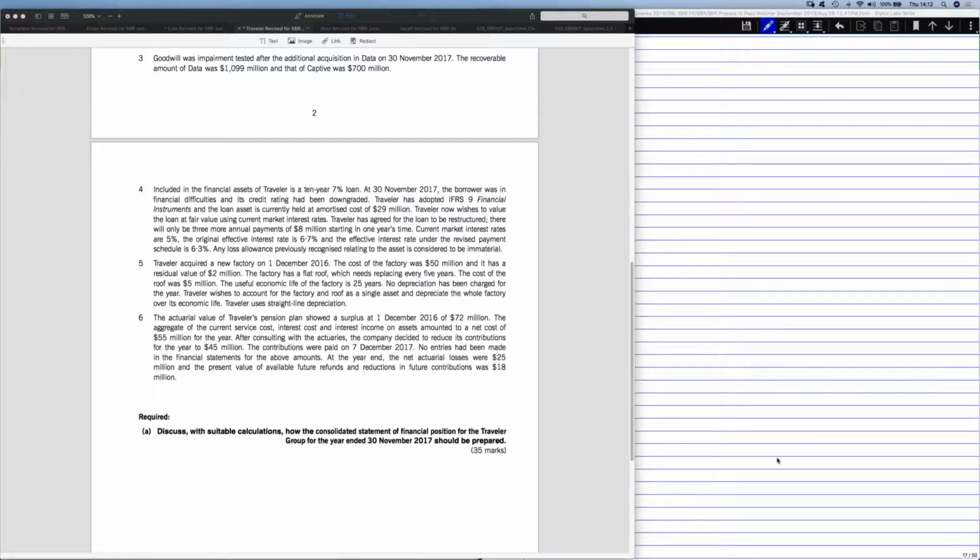There is a big shift here between a question that is requiring you to prepare the final statement, as opposed to a question that is asking you to discuss, sometimes backed up with numbers, sometimes not, elements of the consolidation process. Okay? Now, can you give me a quick yes or no, please? Because I want you to be happy with this as we go through.